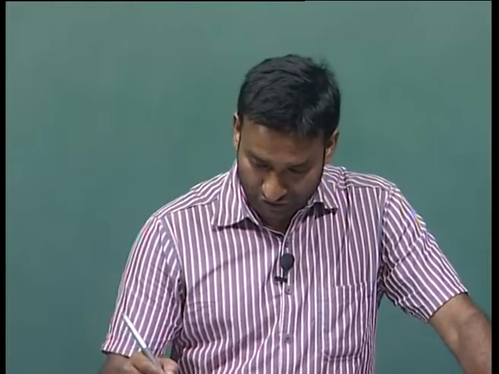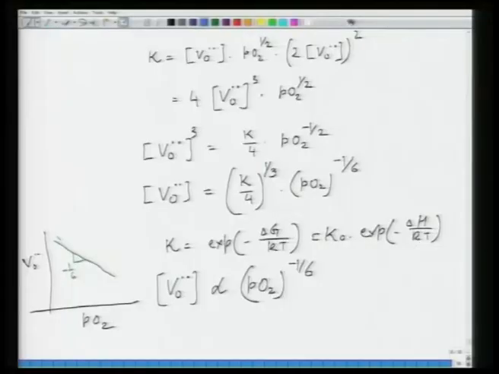So what would be the concentration of electrons? The electron concentration would be simply this. So just a straight line parallel to this previous line. So this would be Ne, which is equal to 2 VO. So you have this. Also, Ne is proportional to PO to the power minus 1 by 6.